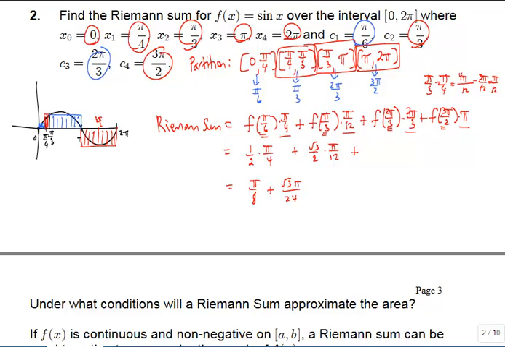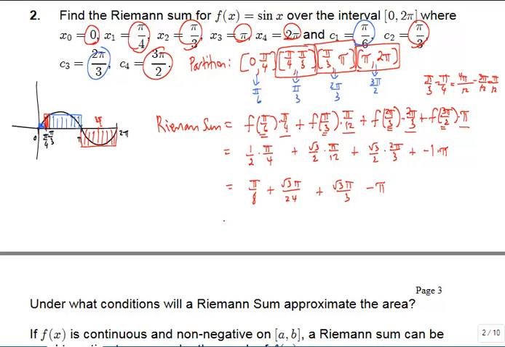And then our next one, what's sine of 2 pi over 3? That is also root 3 over 2. And this time we're multiplying that by 2 pi over 3, so the 2's will cancel out, giving me root 3 pi over 3. And then finally, what's sine of 3 pi over 2? That's negative 1. So when I multiply that by pi, this becomes minus pi.